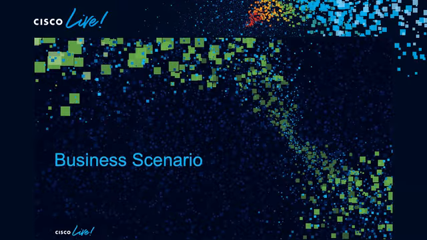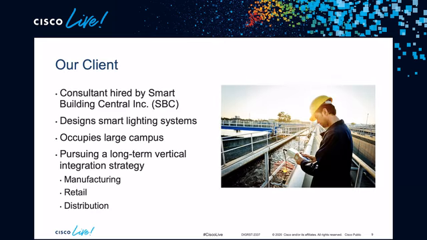Let's take a quick look at our business scenario, then we'll move on to the technical content. So we've been hired by a fictitious company named Smart Building Central, or SBC. Their main product is a smart lighting system that they can sell to commercial and industrial customers. In the beginning, they only do the design work, so it's a bunch of white-collar engineer type people and they don't do any manufacturing or retail and distribution. However, they're trying to grow into those spaces, so obviously their network is going to need to grow, and it's going to need to grow in different ways in order to support these additional business activities. This is the essence of what we're going to be doing throughout the entire session.